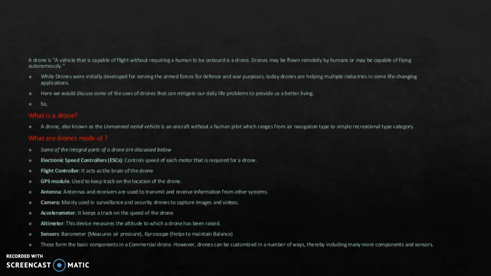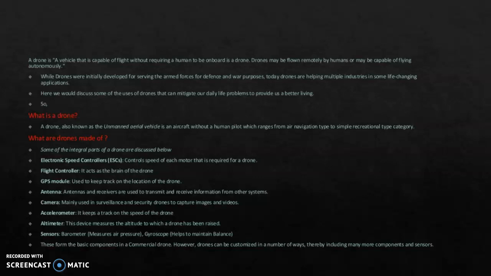Next is the GPS module, used to keep track of the location of the drone. Next is the antenna. Antennas and receivers are used to transmit and receive information from other systems. I'm sure many of you know what an antenna is. And the camera, mainly used in surveillance and security drones to capture images and videos. Accelerometer, it keeps track of the speed of the drone. Altimeter, the device that measures the altitude to which a drone has been raised.